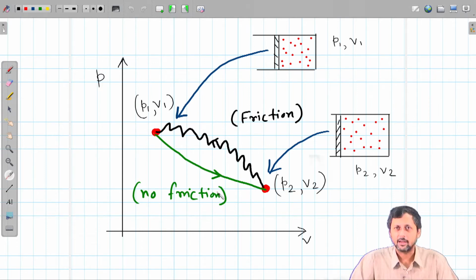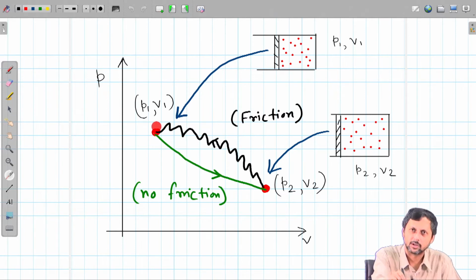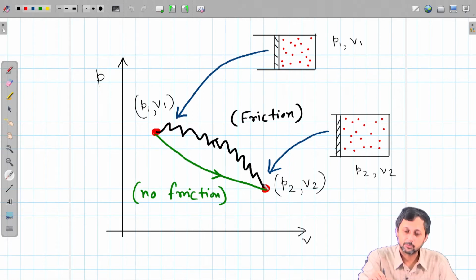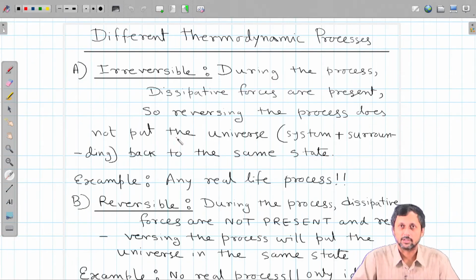Now I said that there are many different paths the system can follow from going from the first point to the second point. There are two such illustrative paths here. There is a green path which takes the system from state 1 to state 2, and there is a zigzag black curve that takes the system from state 2 to state 1 once again. Now what are the implications, and why have I put one smooth line here and one zigzag line here? So let us look into it.